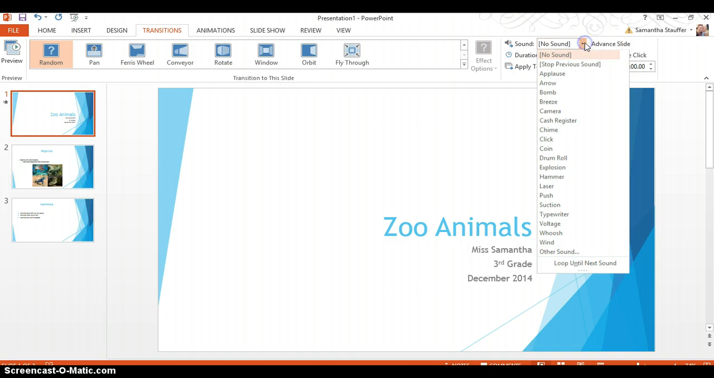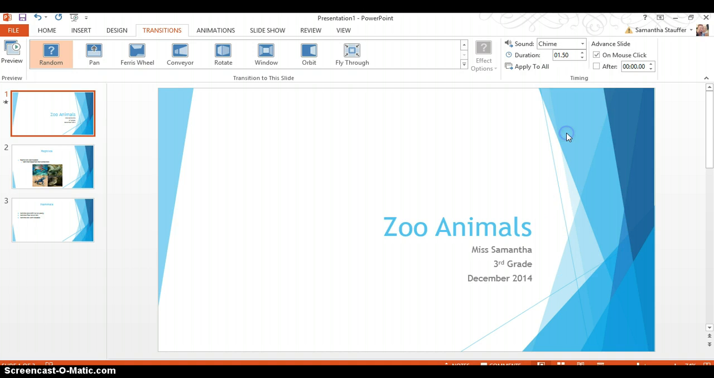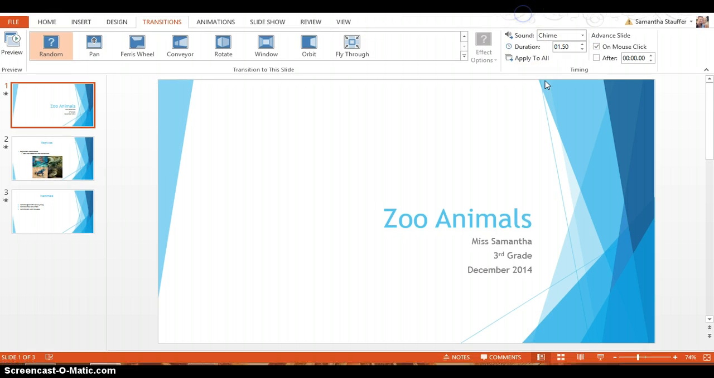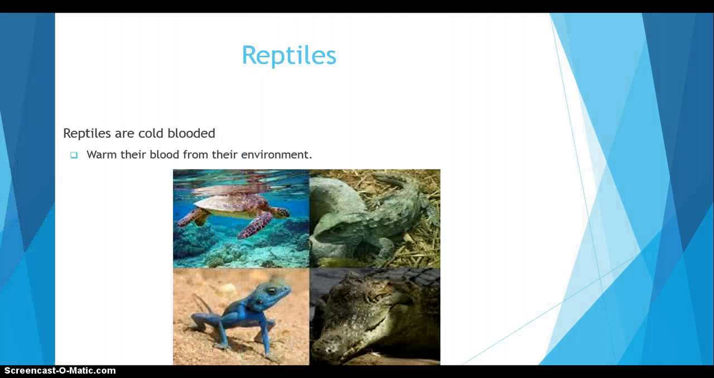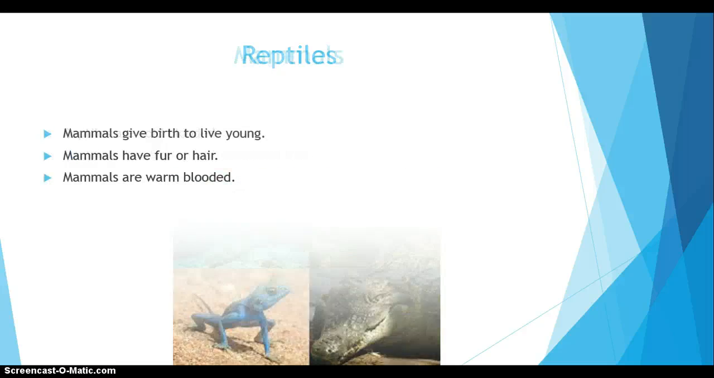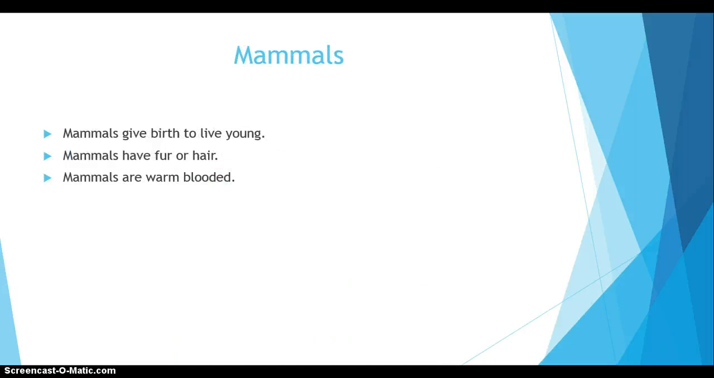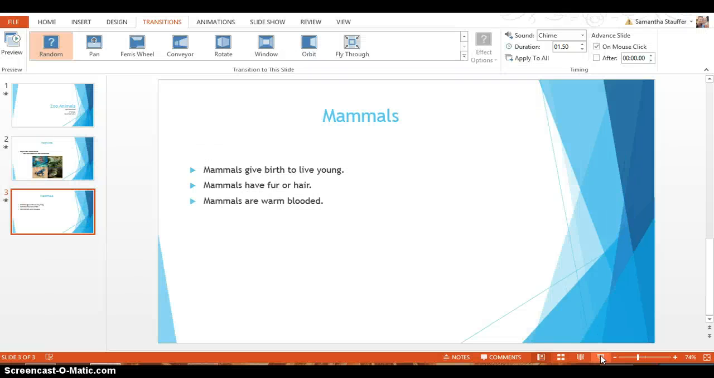Over here you can pick a sound to go with it. Let's see. Let's just do a chime for now. And you can say apply to all, which is going to make all of your slides have a random transition. And you want to advance the slide on your mouse click. Okay, so now when we go down here to view slideshow, we have the sound and the transition. And we have a unique transition for each subsequent slide.